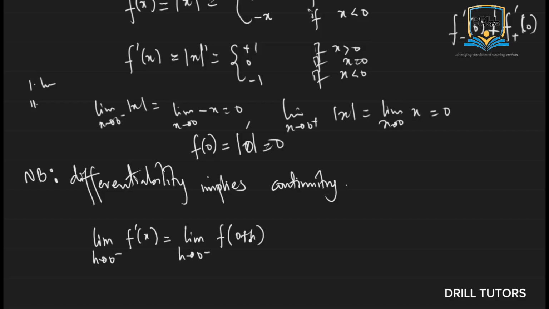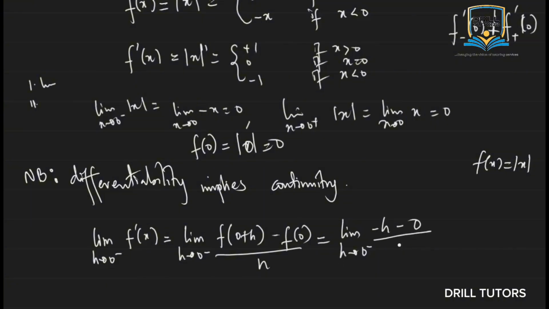Do you understand? At point 0, so then minus f at 0 all over h. That's the same thing as the limit as h tends to 0 from the left of... now if f of x is modulus of x, then it means that f at h from the left will be minus h, then minus 0 all over h. At the end of the day, you get -1 there, right?